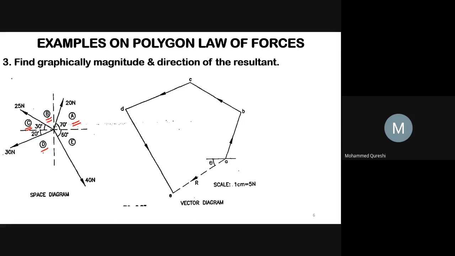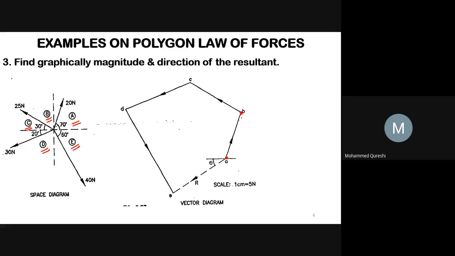After 30 Newton, I am writing here D. So force CD equals to 30 Newton. And after 40 Newton, I am writing here E. So force DE equals to 40 Newton. So we had created the space diagram. Now what we have to do? Now again same procedure. We have to select a point A to the right side of the space diagram, and from point A draw line AB.